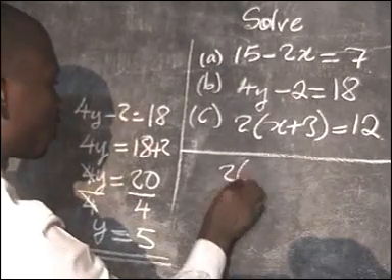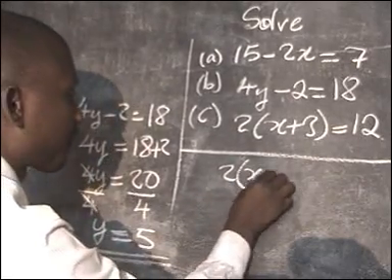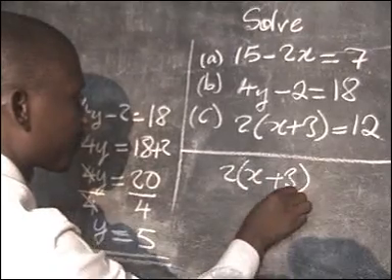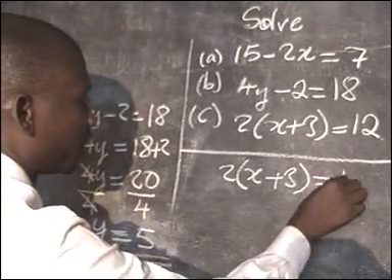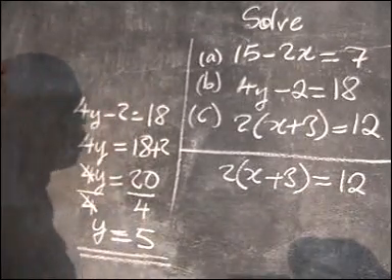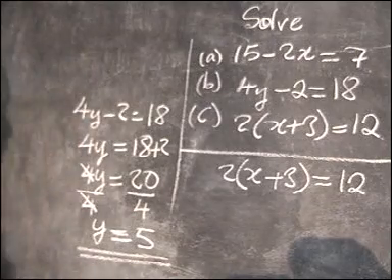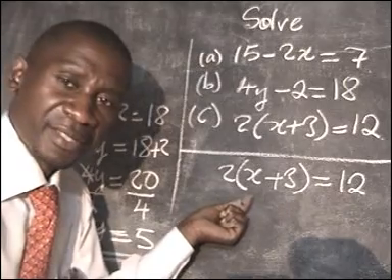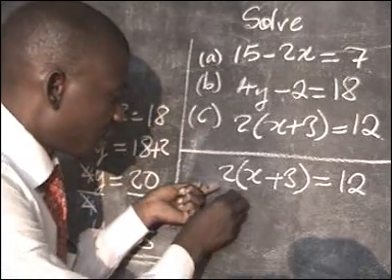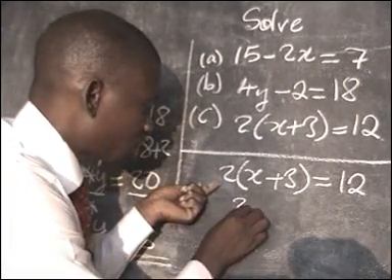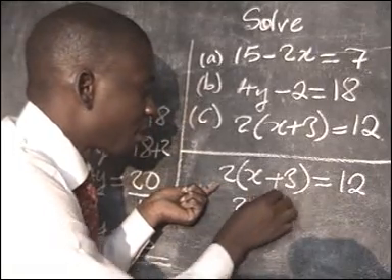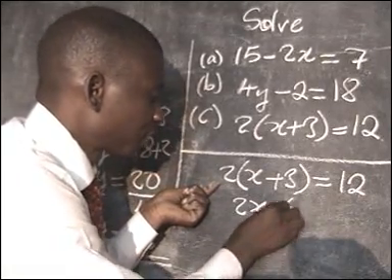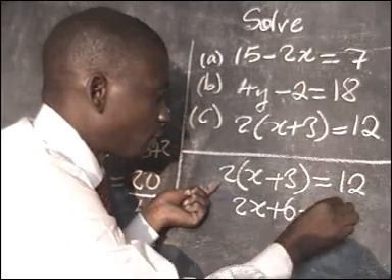This is 2 outside the brackets, x plus 3, close bracket, equals 12. So what you have to do there is that you have to open the brackets in such a way that this 2 is going to be multiplied by x, so that you get 2x, and 2 multiplied by positive 3, so that you get positive 6, and this equals 12.